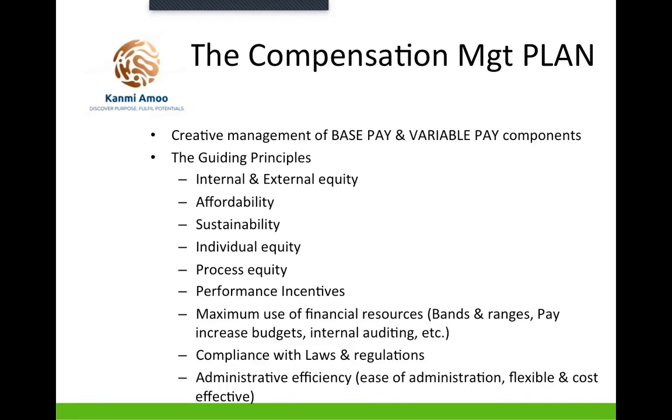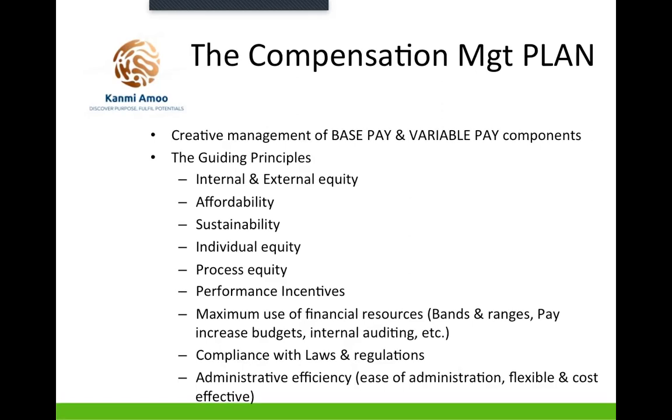This is not tax evasion. Tax management, I'm saying here, is not that you are avoiding tax. No, you're managing it in line with the law. So you must know how to structure both base pay and the variable pay.